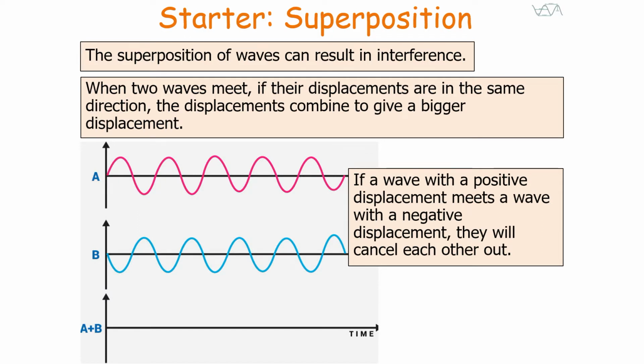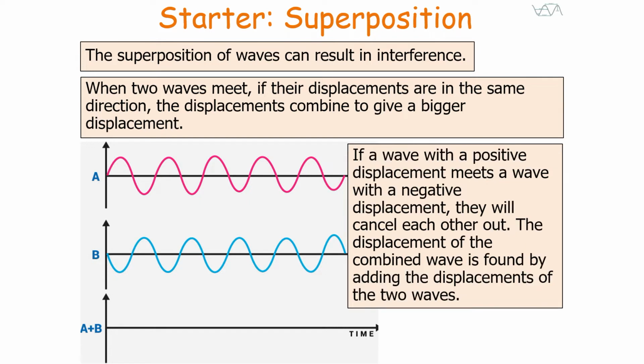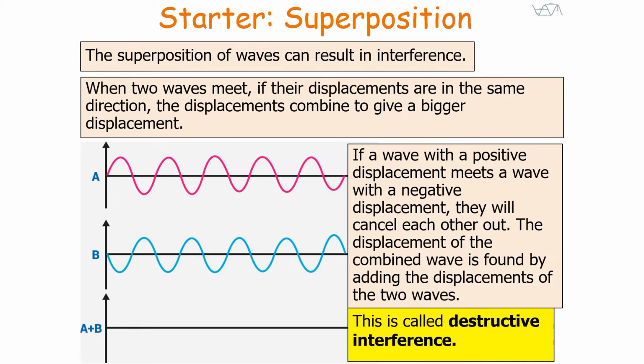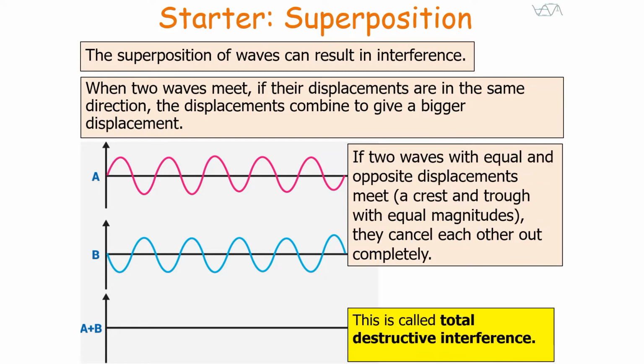If a progressive wave with a positive displacement meets a wave with a negative displacement, then they will cancel out. It's important to note that the displacement of the combined wave is found by adding the displacements of the two waves. This is called destructive interference. If two waves with equal and opposite displacements meet, for example a crest and a trough with equal magnitudes, they will cancel each other out completely. We call this total destructive interference.